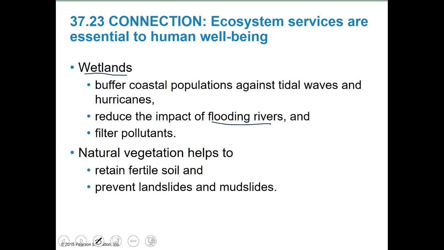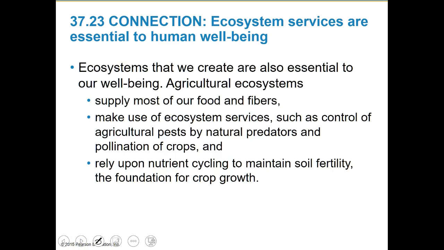Natural vegetation helps to retain fertile soil and prevent landslides and mudslides. We see fewer landslides and mudslides here, but there are plenty of places where they happen. All right. Ecosystems that we create are also essential for our well-being.